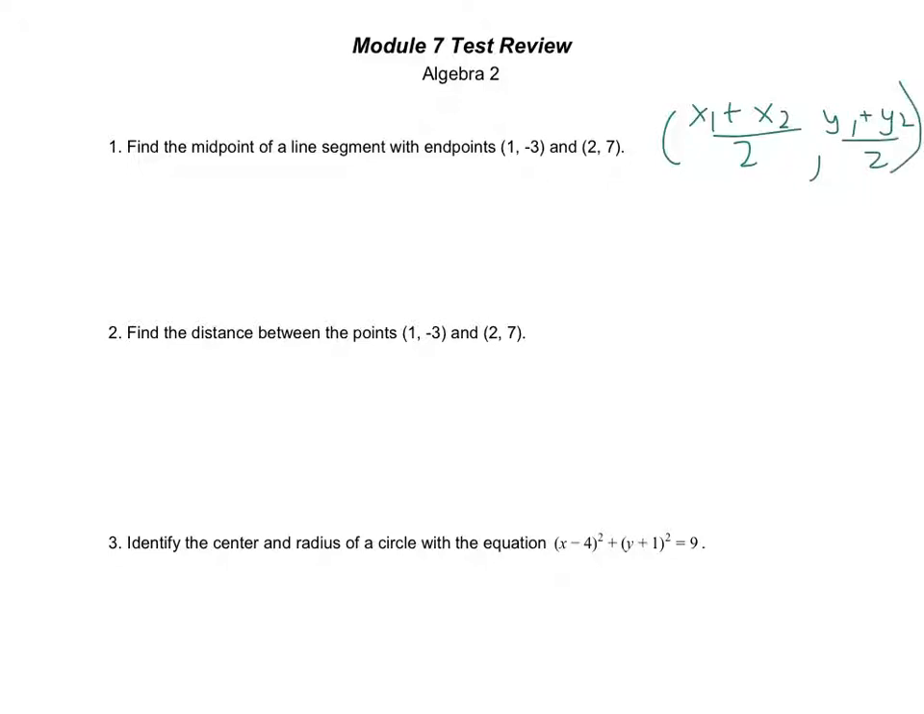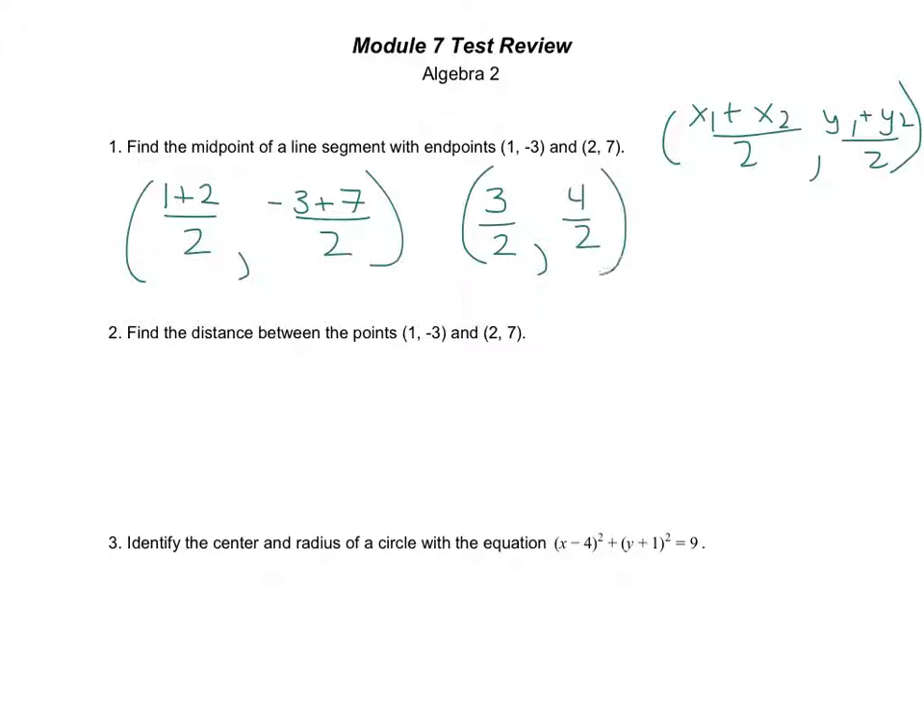and that would give you the coordinates of your midpoint. So if I look at that in this problem, that would simply be 1 plus 2 divided by 2 and negative 3 plus 7 divided by 2. Now 1 plus 2 is 3, and 3 divided by 2 is 3 halves. Negative 3 plus 7 is 4 divided by 2. And I can simplify 4 over 2. I can't simplify 3 over 2. So it's 3 over 2 and 2.